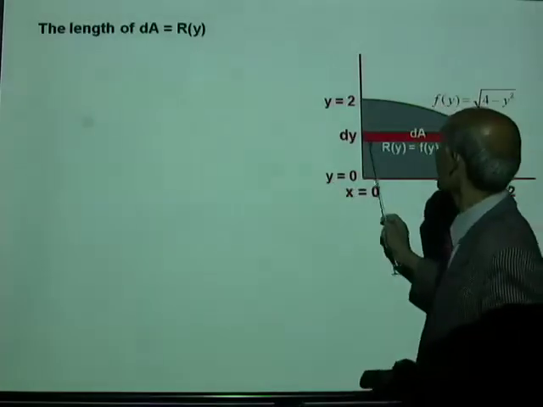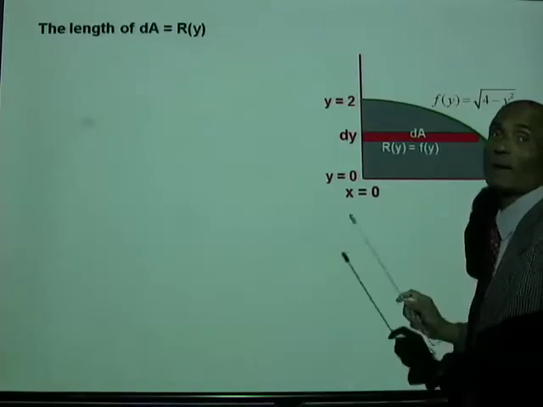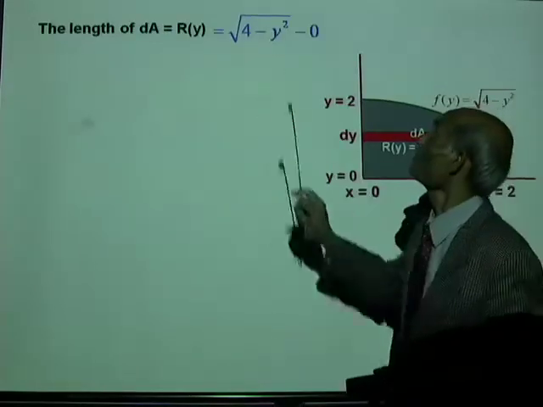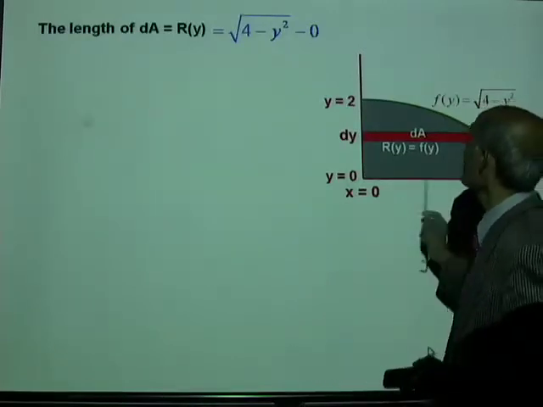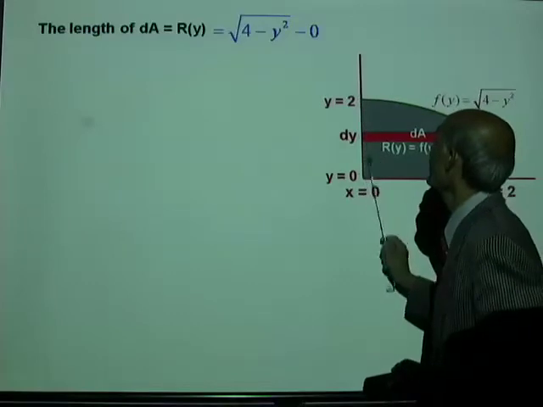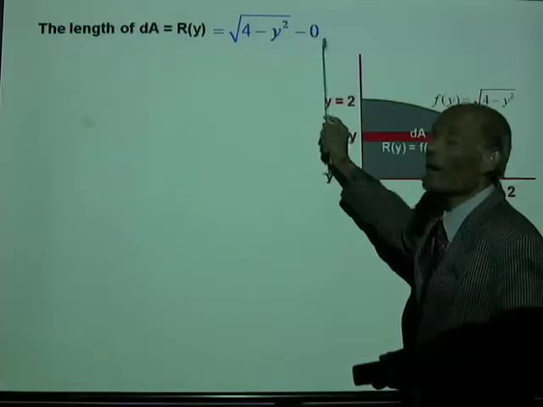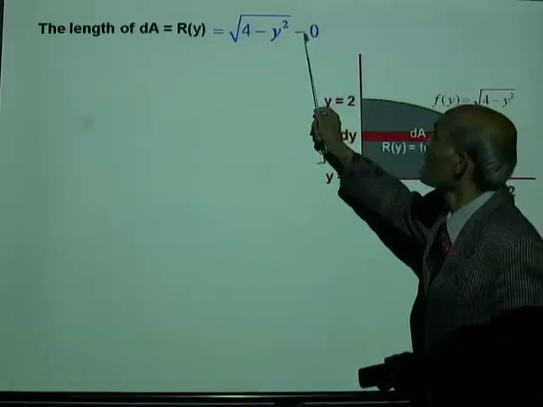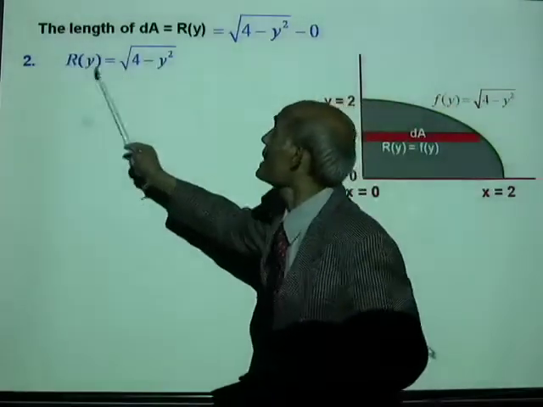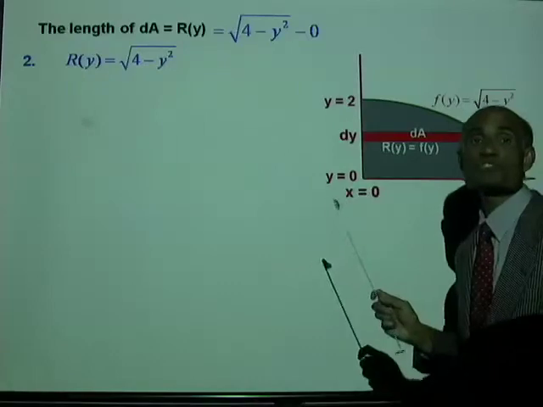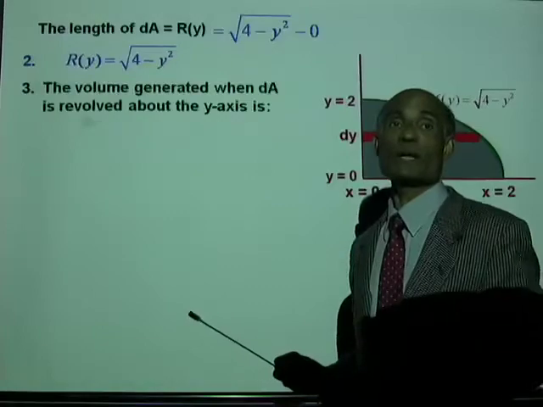Now the length of this dA is r of y equal to f of y, which is square root of 4 minus y squared minus 0. Of course, this is your x equal to 0. x equal to square root 4 minus y squared minus x equal to 0. There's no need for that at this time. Second step, the radius of the disk generated is the length of the strip that we have identified already.